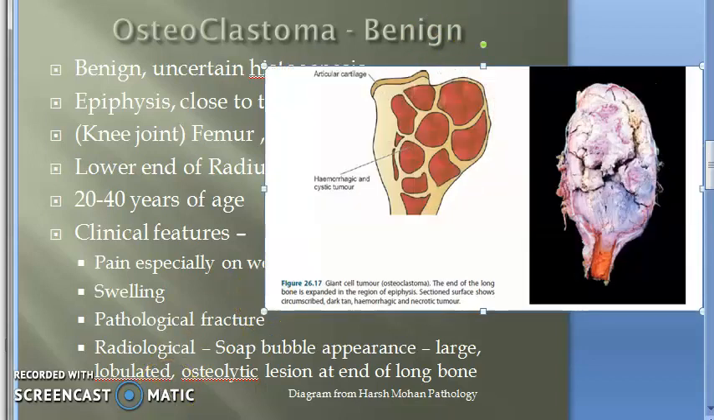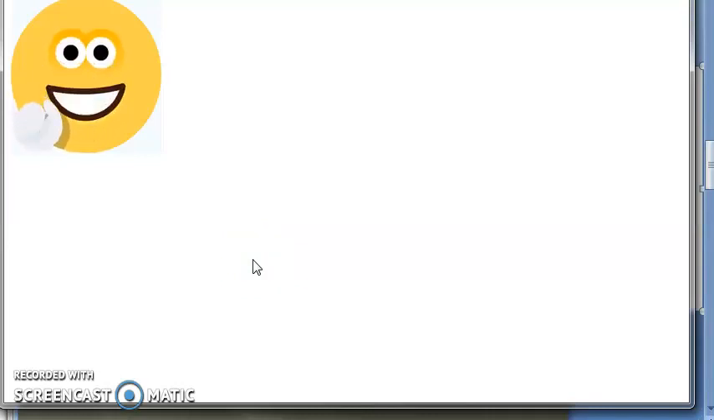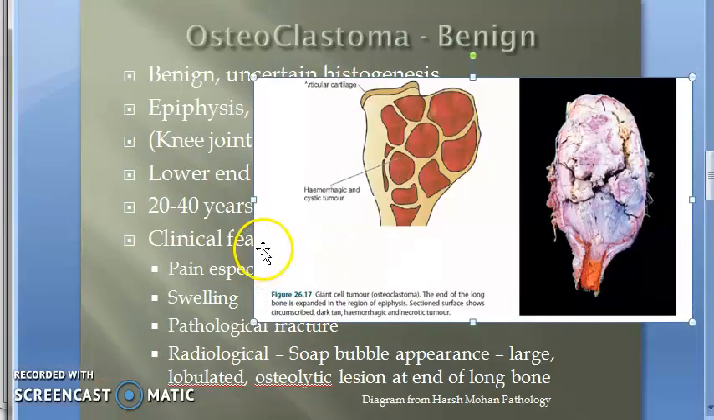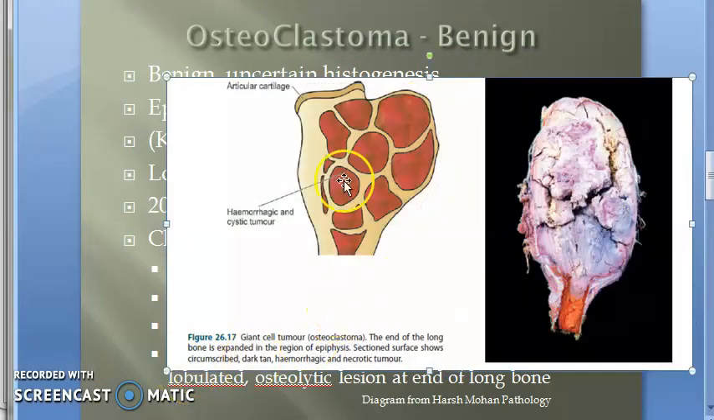Wake up guys if you are sleeping. Let me give you a wake up call. Hello. We are studying osteoclastoma, giant cell tumor of bone. It's a benign condition. It happens in the epiphysis. In the radiological examination, you can see soap bubble appearance. Okay. So here you can see giant cell tumor osteoclastoma. The end of the long bone is expanded in the region of epiphysis. Section surface shows circumscribed, dark tan, hemorrhagic and necrotic tumor. We'll come to the gross, don't worry.